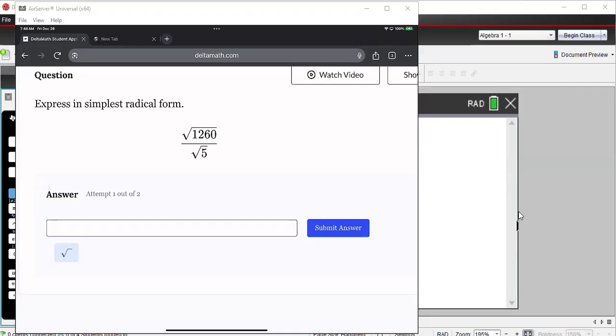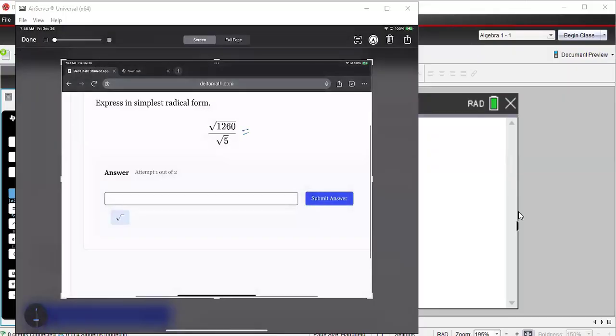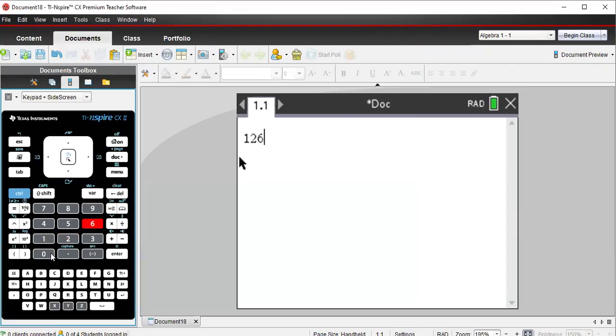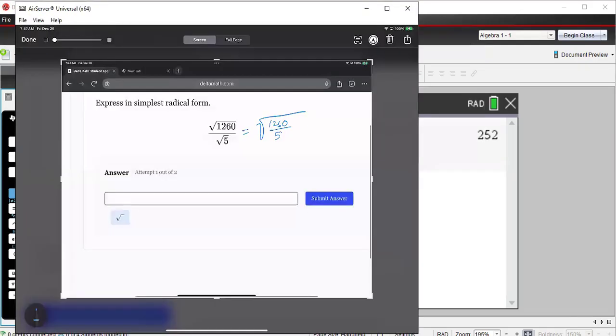So on my screen, I have the square root of 1260 divided by the square root of 5. Whenever you have square roots and you're dividing, you can just rewrite it. Let me take a picture and show you what I'm going to do. You can rewrite this as one big square root like this. So basically, I can take this number, 1260 divided by 5, and let me see what that is. 1260 divided by 5 is 252.